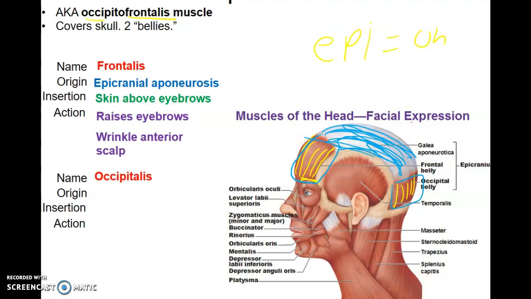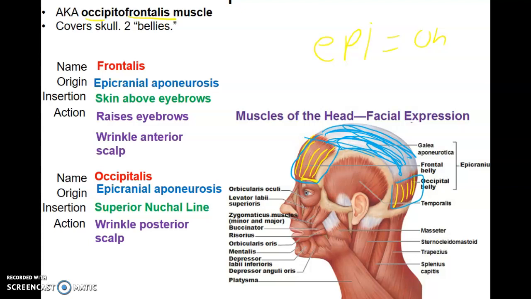Speaking of which, the occipitalis. It is on the occipital bone. Its origin is the superior nuchal line. And it wrinkles the posterior scalp. Again, I have no idea why you want to wrinkle the scalp. And the insertion is the epicranial aponeurosis. That's this stuff.